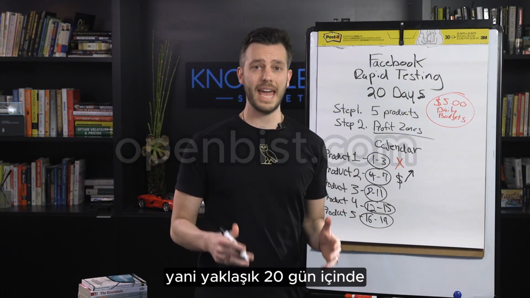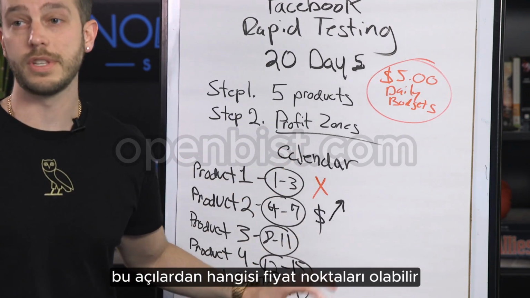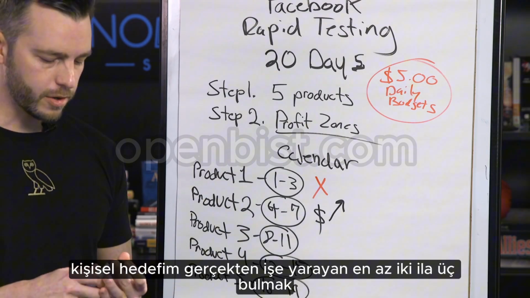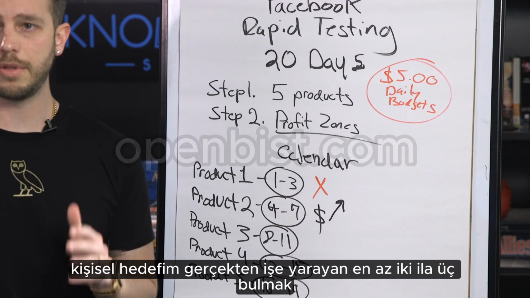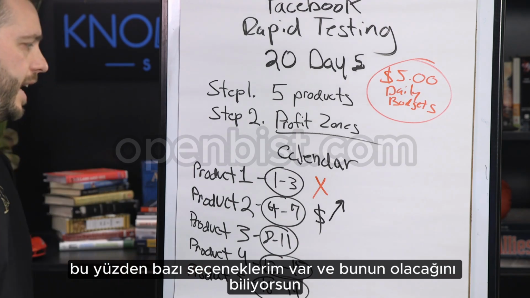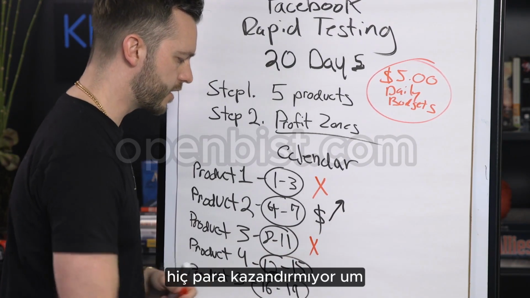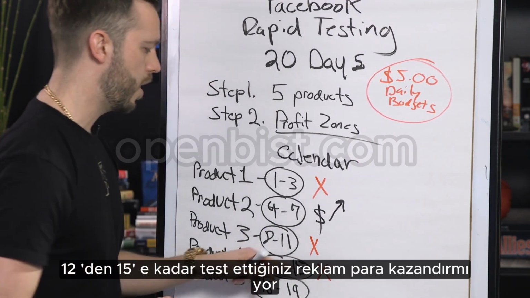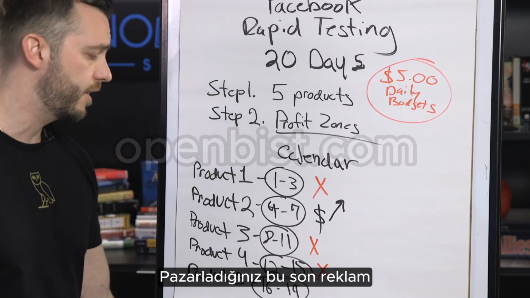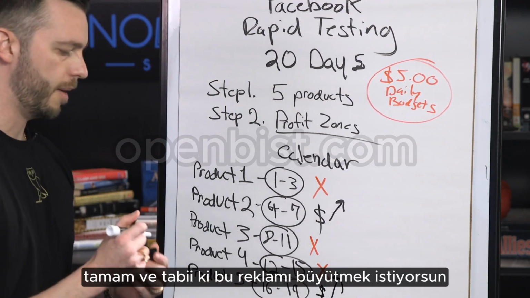All right, so in about 20 days, you should be able to figure out which one of these ads, which one of these angles, it could be price points, it could be discounts, whatever, is going to be your best one. My personal goal is to find at least 2 to 3 that actually work, that actually make me some money, so I have some options. And it's going to happen. Like you may come in and on day 8 through 11, it doesn't make any money. The ad that you test on 12 through 15 doesn't make any money. And then maybe that very last ad that you're marketing is another one that's in the money, all right? And of course, you want to scale this ad up.